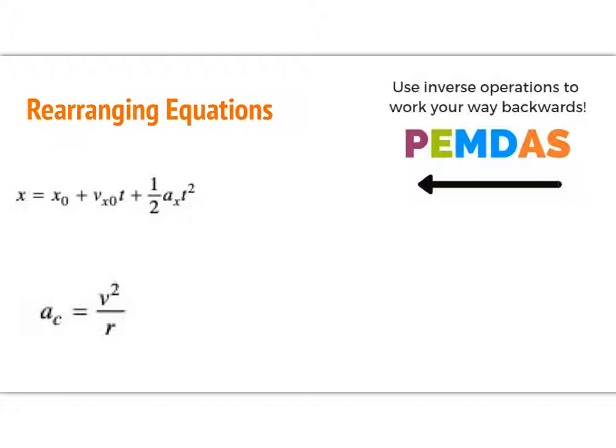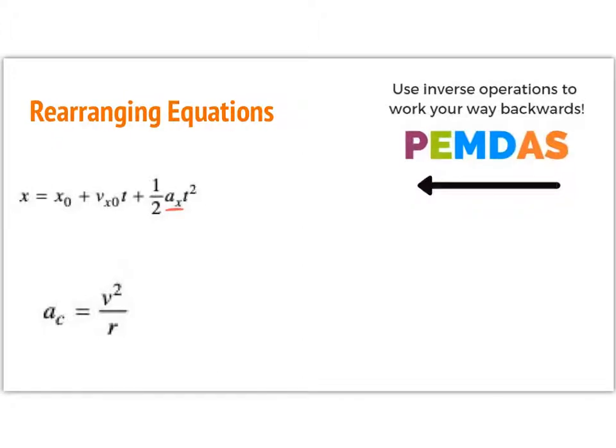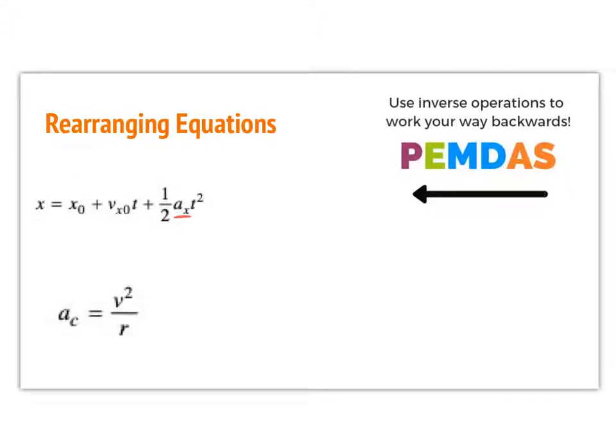So for this one, we are going to solve for a_x, which is acceleration in the x direction. So let's get started. Now, I first have to start with addition or subtraction, so I'm going to move both of these over all in one piece to the other side. So it's important to always remember that we're going backwards. We are not doing our normal PEMDAS.